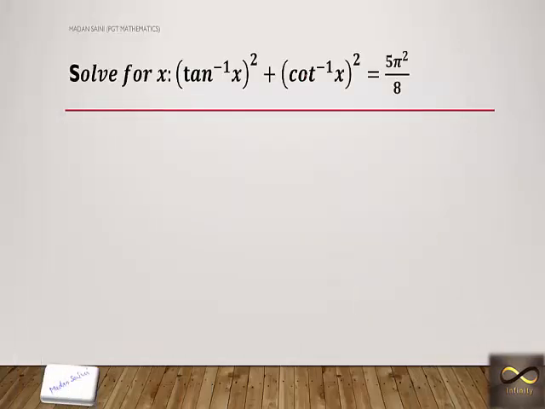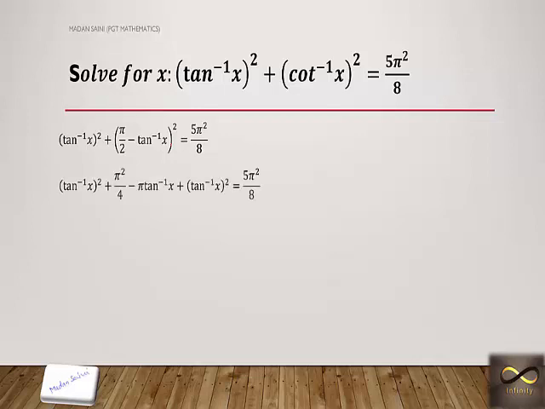Then coming to the next question. Here we have to solve this equation for x. The question is tan inverse x whole square plus cot inverse x whole square is equal to 5 pi square upon 8. So let's see how to prove it. So I changed cot inverse x as pi by 2 minus tan inverse x using the property of inverse trigonometric function. Cot inverse x plus tan inverse x is equal to pi by 2.